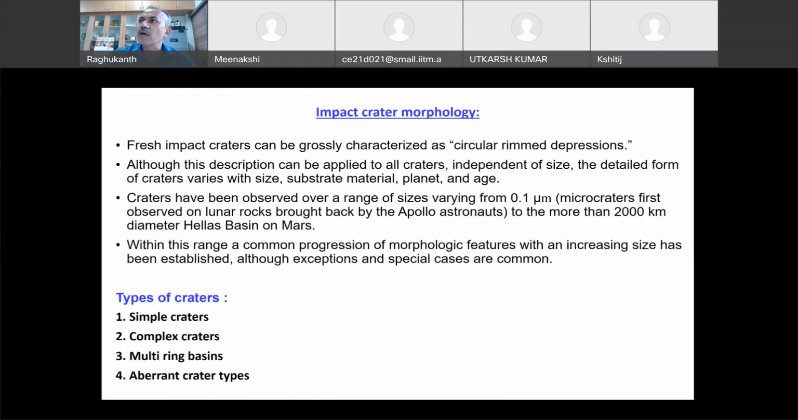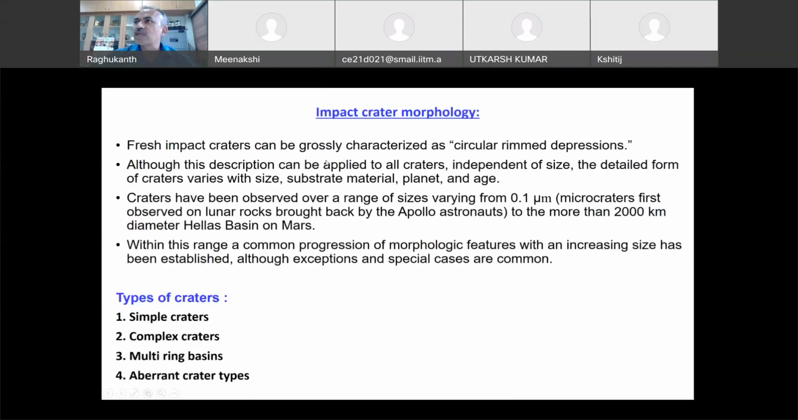Of course, on the Moon, human missions have gone and they have done some carbon dating, but for other planets you have to go only through remote sensing. So if you see the morphology, based on the impact craters observed on Earth as well as the Moon, this crater morphology subject has evolved nicely. Okay, so the fresh impact craters.